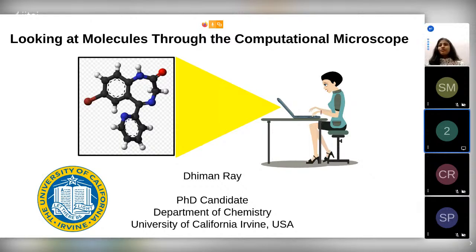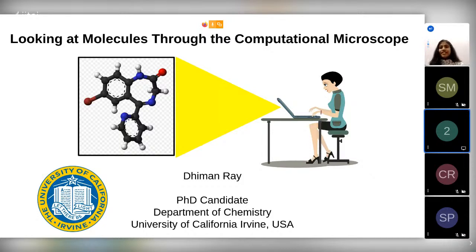A very warm welcome to all of you out there. This is the seventh talk of the Science Month organized by the Campus Radio team and the Science Club of ISA Kolkata. Today we have amongst us Mr. Dhiman Ray, who would enlighten us on looking at molecules through a computational microscope.